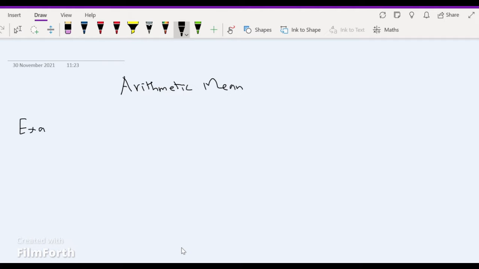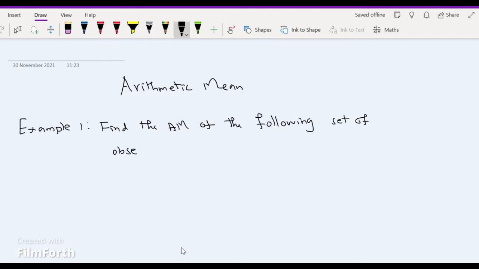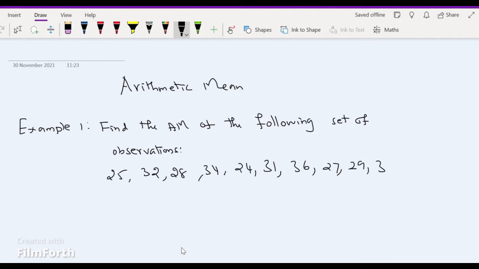Example: Find the arithmetic mean of the following set of observations. (25, 32, 28, 34, 24, 31, 36, 27, 29, 30.